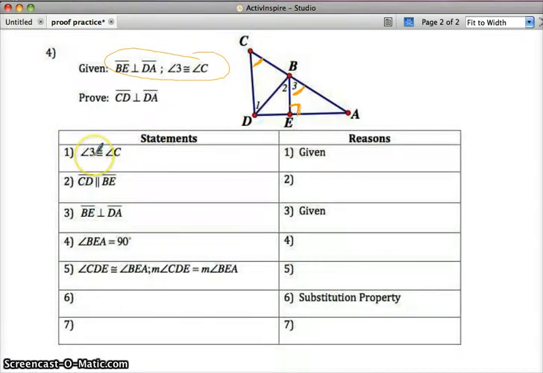Angle 3 is congruent to angle C. That's given. Then segment CD is parallel to BE. Well, there's only 3 different ways we can identify that two lines are parallel to each other. It is postulate 11, corresponding angles imply parallel. It's theorem 3.5, alternate interior angles imply parallel, or theorem 3.6, same side interior angles imply parallel.